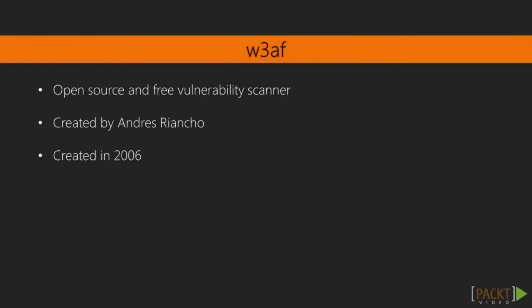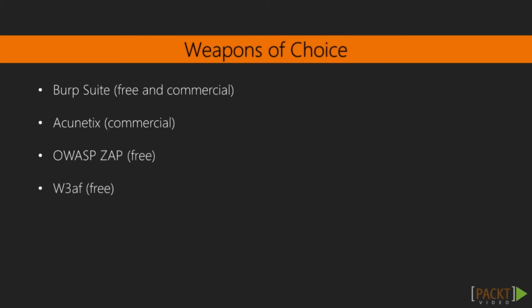W3AF is an open source and free vulnerability scanner created by Andres Riancho, I hope I got that correct, and it was created in late 2006. There are various other options that we can use for vulnerability scanners. There's Burp Suite, which has a free version but is limited, and they also have a commercial one. Acunetix, which has a commercial one and doesn't have a free version but does have a trial. OWASP ZAP, which is free, and we also have W3AF, which is also free.